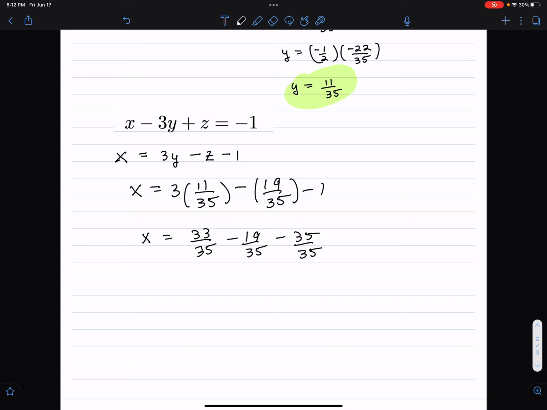And I could have used any of those three equations. I thought the third one was the easiest. Okay, so 33 minus 19 is 14. And then I have 14 over 35, minus 35 over 35. And so x is equal to, subtract there, negative 21 over 35.